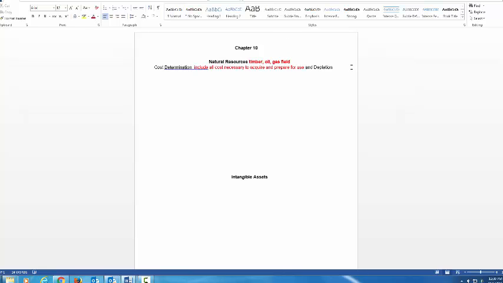And then what we do is we deplete natural resources. Now, when we were looking at our property, plant, and equipment, we were depreciating. But to allocate the cost of a natural resource, we deplete it. It's called depletion. And we use the units of production method in order to calculate our depletion.